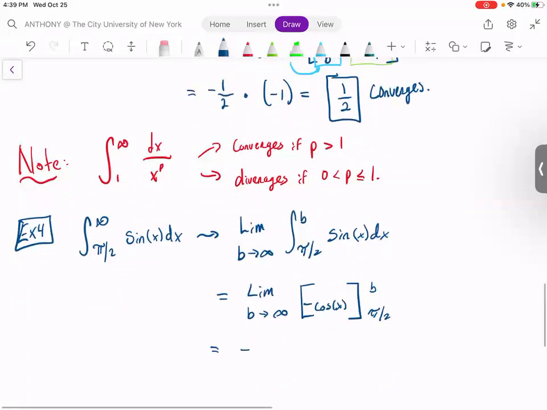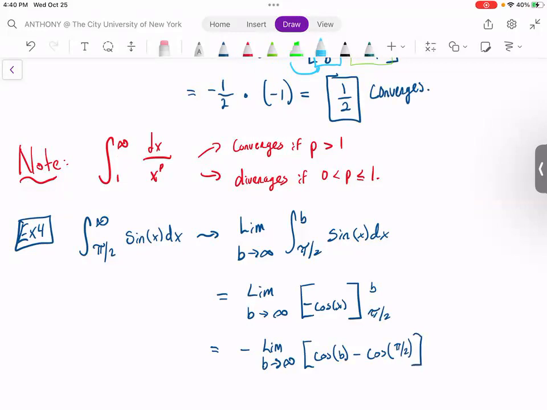So we're going to get negative limit as b approaches infinity of cosine of b minus cosine of pi over 2. Now, anybody remember what's cosine of pi over 2? Cosine of pi over 2 is 0. So that's going to go away.